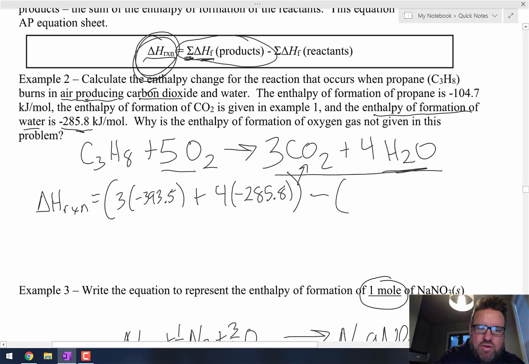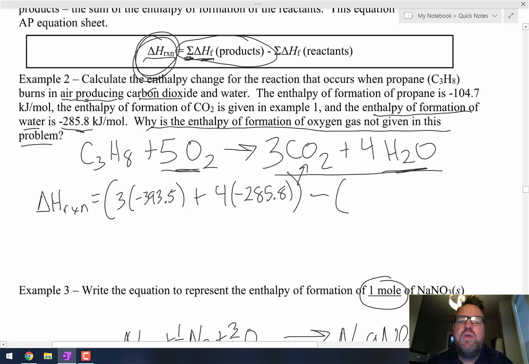So one of the reactants is oxygen, and notice right away, why is the enthalpy of formation of oxygen gas not given in this problem? Because oxygen is in its elemental form. And remember, things that are in their elemental form have an enthalpy of formation of 0. Okay, so what do we do with this? In terms of the math in our equation, nothing, because it's in its elemental form.